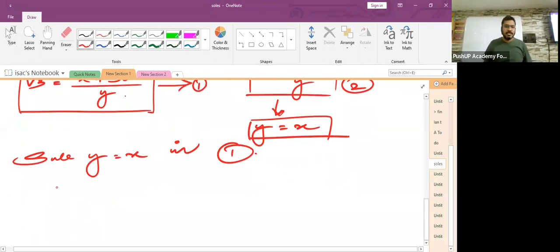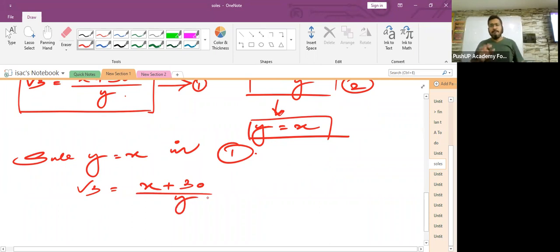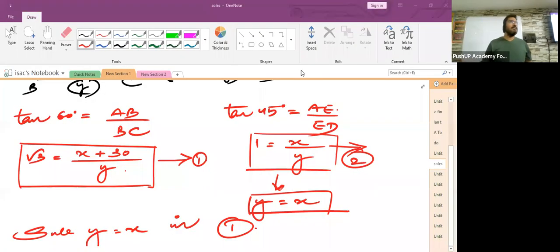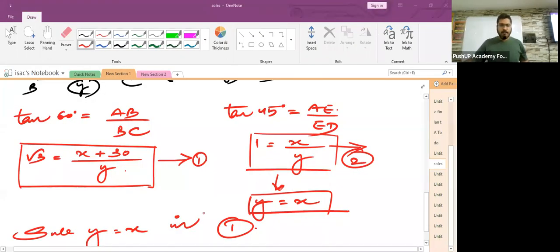What is the first equation? It is root 3 is equal to X plus 30 divided by Y. From here, I am not going to help you. I'll give you 2 minutes to solve it. Start doing it, children, only 2 minutes. Offline students, I'm coming to your place to check your calculations.